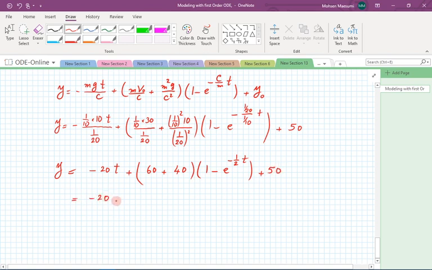Minus 20t. This is going to be 100 times 1 minus 100 exponential of minus 1/2 t plus 50. So y becomes, this is a t here, I forgot, 150 minus 20t minus 100 exponential of minus 1/2 t. This is our position function.